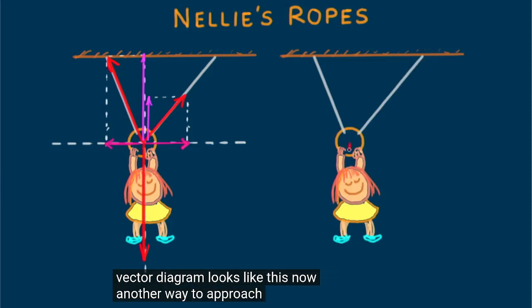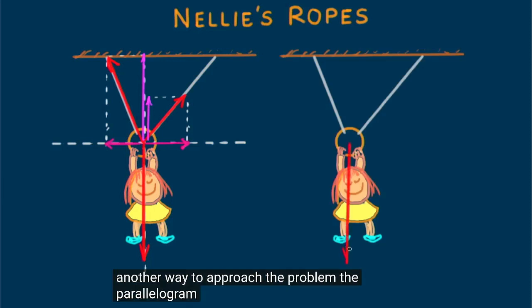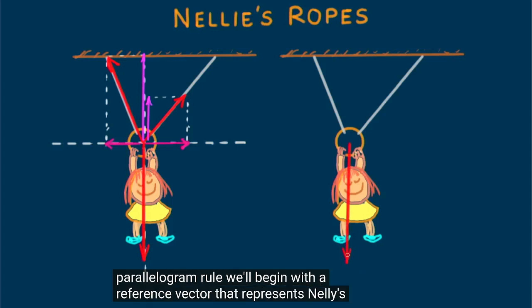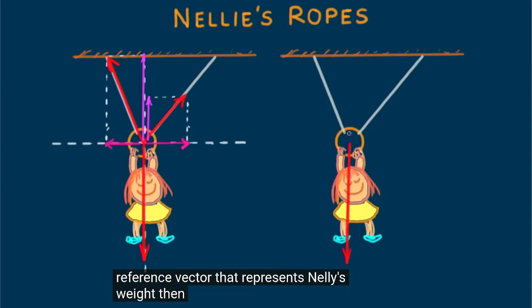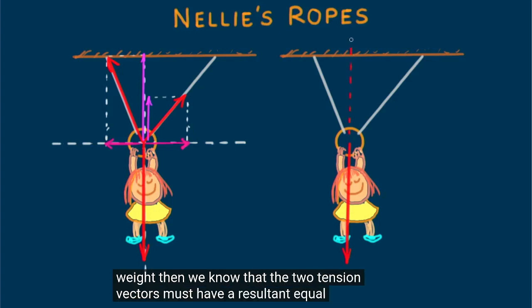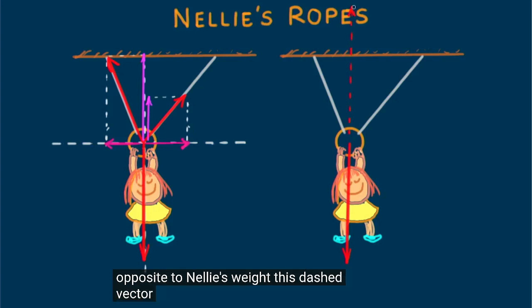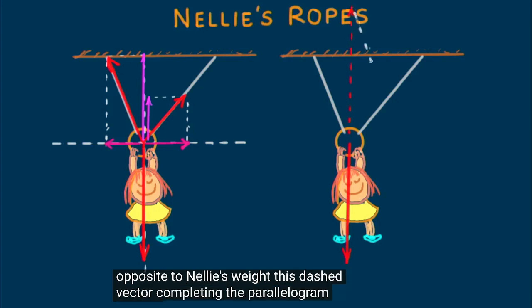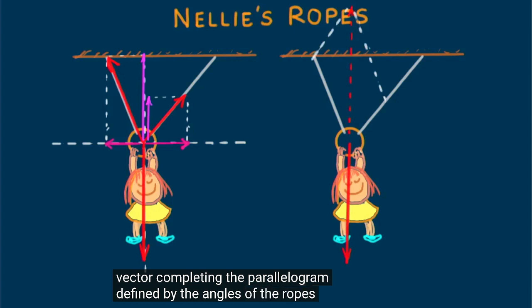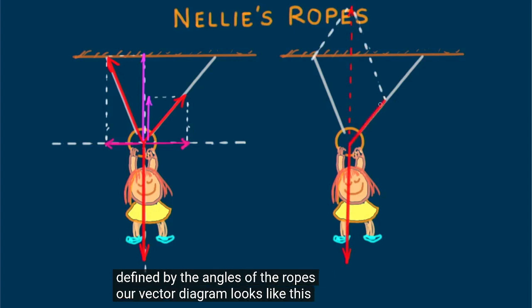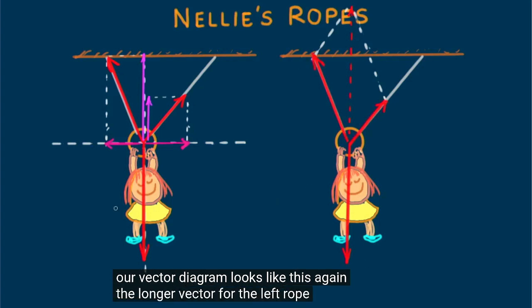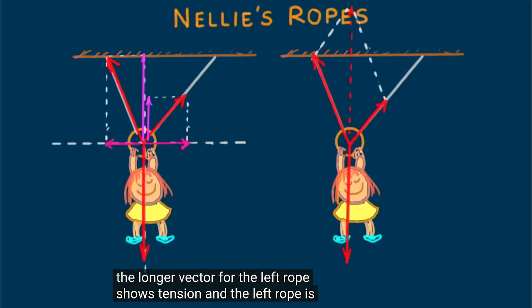Now another way to approach the problem, the parallelogram rule. We'll begin with a reference vector that represents Nellie's weight. Then we know that the 2 tension vectors must have a resultant equal and opposite to Nellie's weight, this dashed vector. Completing the parallelogram defined by the angles of the ropes, our vector diagram looks like this. Again, the longer vector for the left rope shows tension in the left rope is greater.